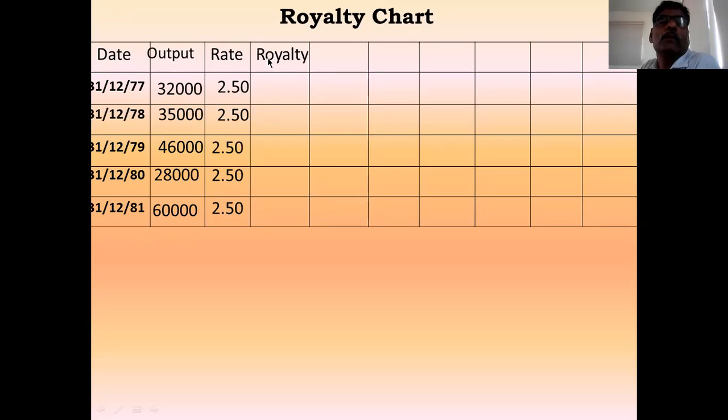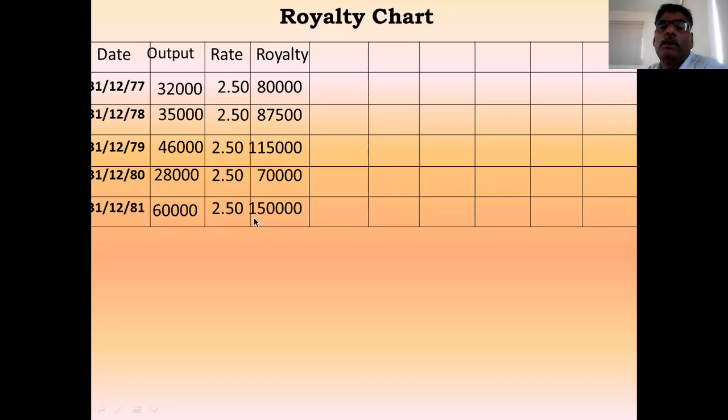Then royalty. Multiply the output and rate. 32,000 into 2.50, 80,000. 35,000 into 2.50, 87,500. 46,000 into 2.50, 1,15,000. 28,000 into 2.50, 70,000. 60,000 into 2.50, 1,50,000. This is the royalty.